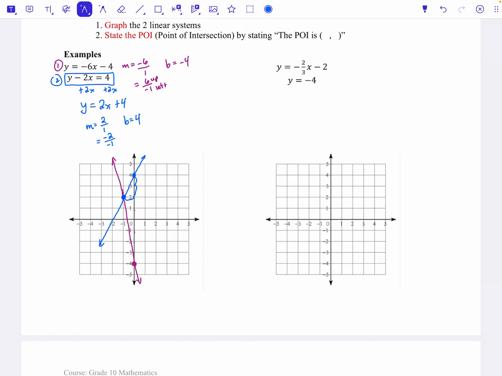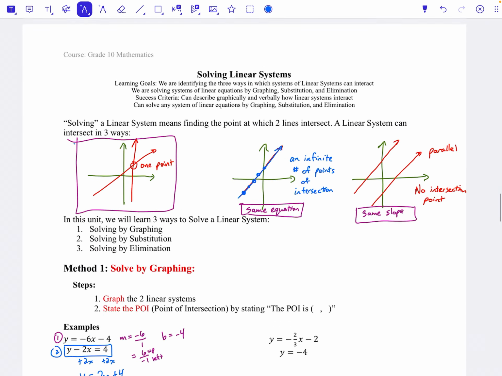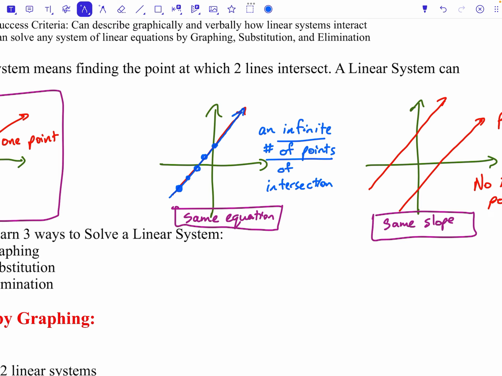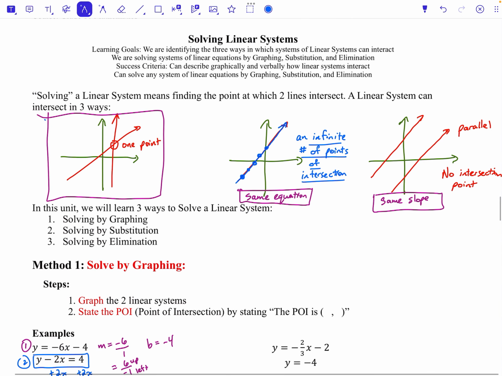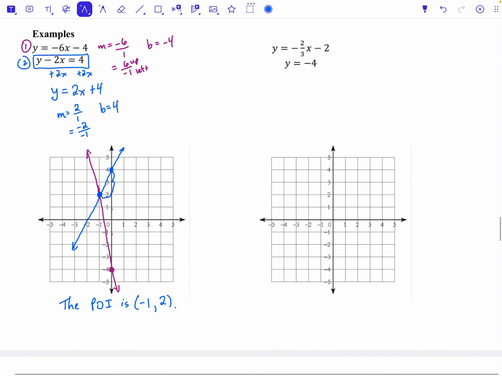Our step number 2 here is to state the POI, simply by saying the POI is, and where do the two lines intersect? Well, they intersect at -1 and +2 right here. That's where they intersect. So we write the POI is (-1, 2), and that's your conclusion every time. You either say the POI is, you state it, or sometimes we have these unique situations where we would say there's an infinite number of points of intersection, or we would say there is no intersection point. So it's those three options. Again, I said primarily we'll focus on when they intersect one time.